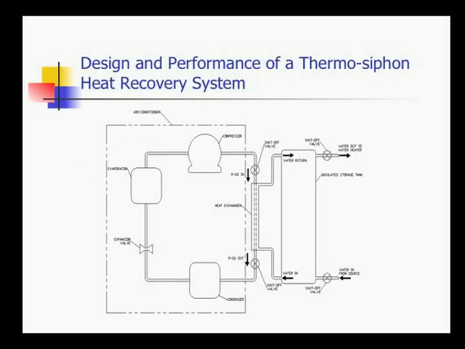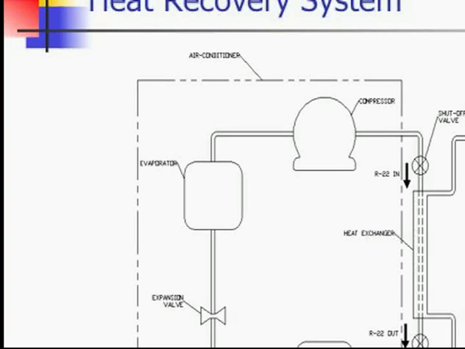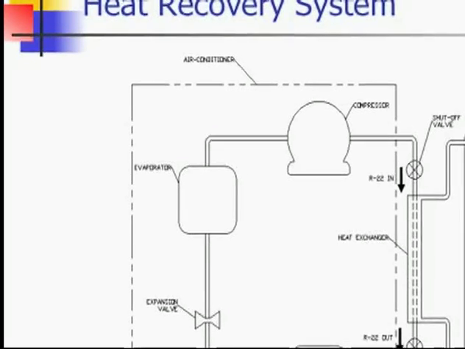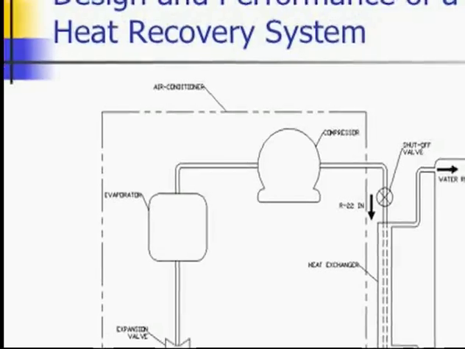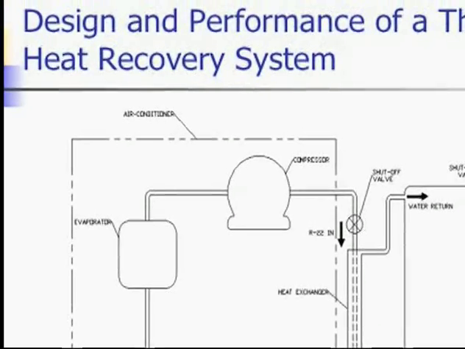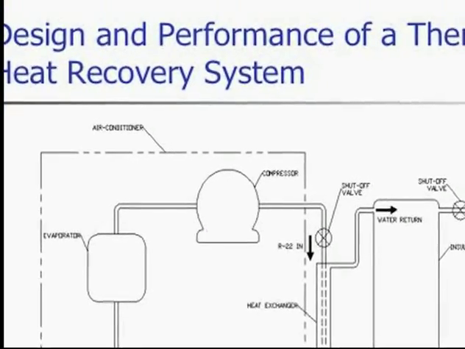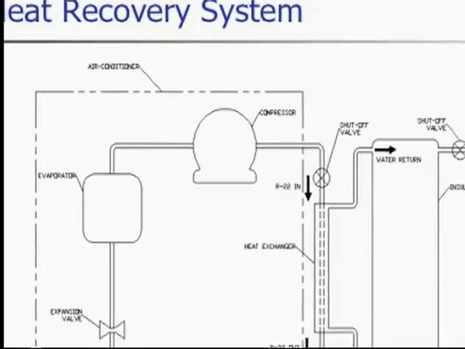This slide shows a schematic of the system that we dealt with. This box here represents the air conditioner, this is the storage tank, and this is the heat exchanger that we built. The air conditioner has three components. There is the evaporator, where it removes the heat from the inside of the house to the refrigerant inside the evaporator. Then it goes to the compressor and to the condenser.